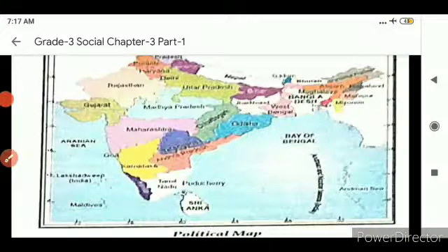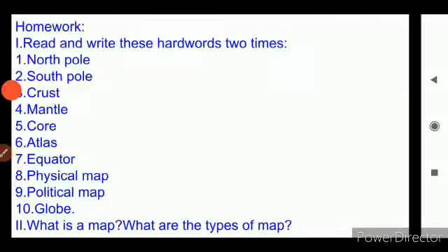Okay, children. Now we are entering our homework part. I gave you 10 hard words. You just read and write these hard words 2 times. And I gave you only one question. What is a map? What are the types of map? Try to write this, children.